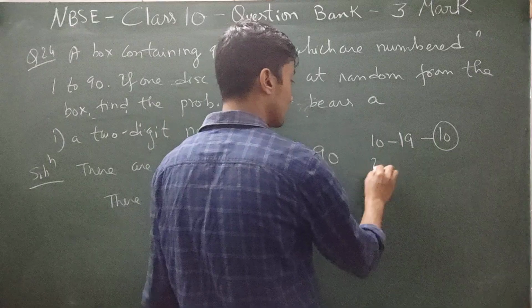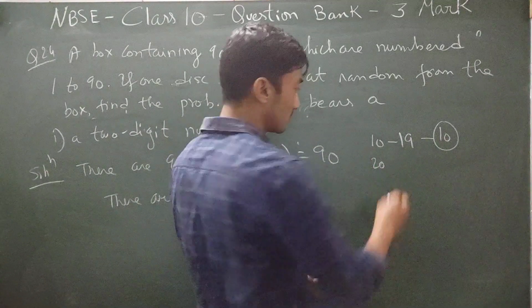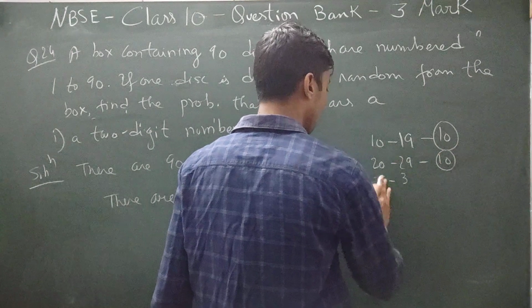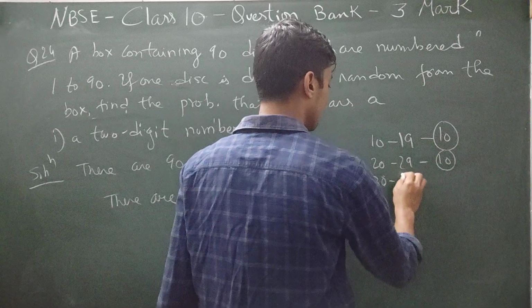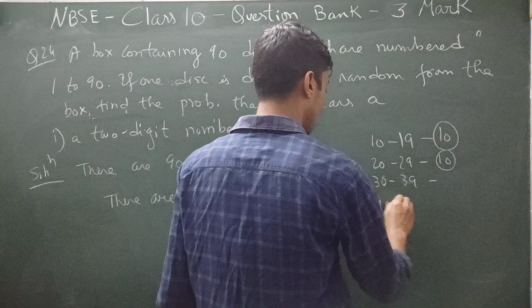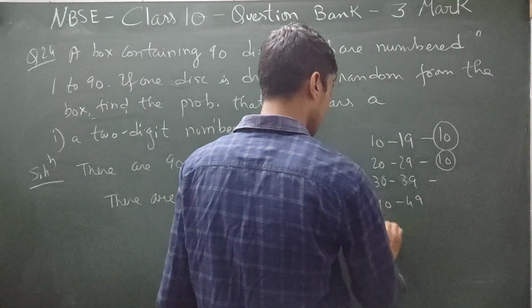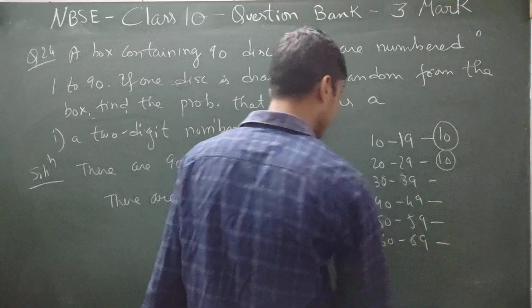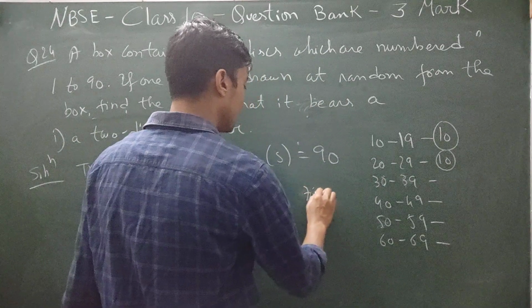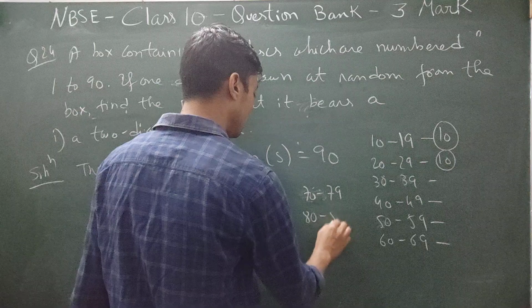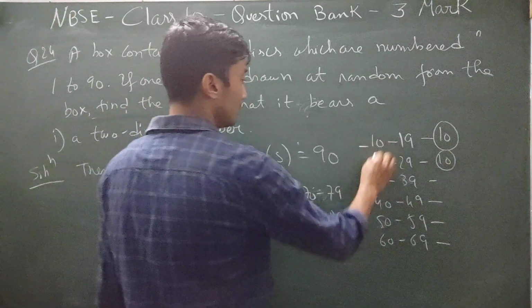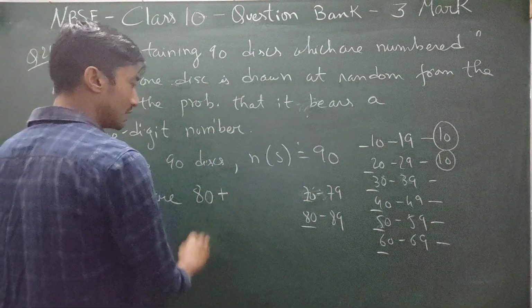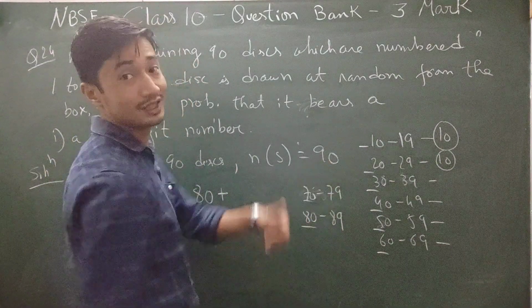So similarly, next is from 20, because after 19 comes 20. So 20 to 29, we have another 10. Then 30 to 39, 40 to 49, 50 to 59, 60 to 69, 70 to 79, 80 to 89. So how many do we have? 10, 20, 30, 40, 50, 60, 70, 80. We have to count till 90, so there's that 90 left.